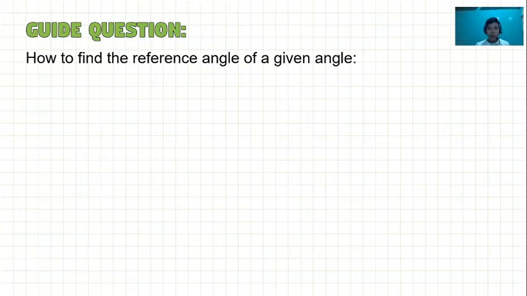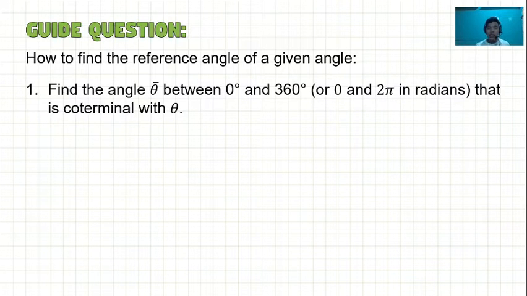Okay, so how do we find the reference angle of a given angle? We have here the steps so that we can easily identify the reference angle. The first thing that we will do is to find the angle theta bar. Theta bar is the angle between 0 to 360 degrees, or in radians 0 to 2 pi, that is coterminal with angle theta. Therefore, angle theta bar is the angle coterminal with angle theta. So take the coterminal angle of the given angle between 0 to 360.